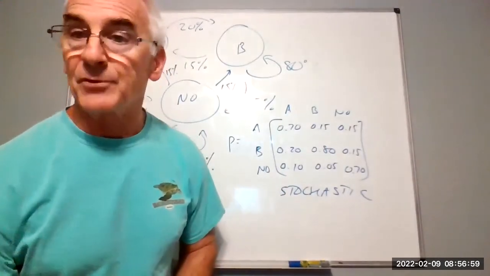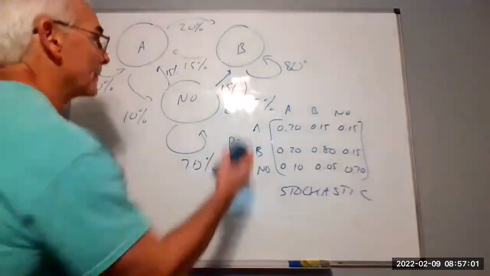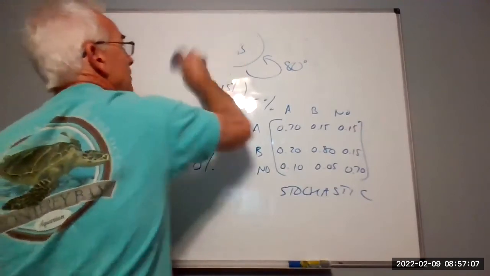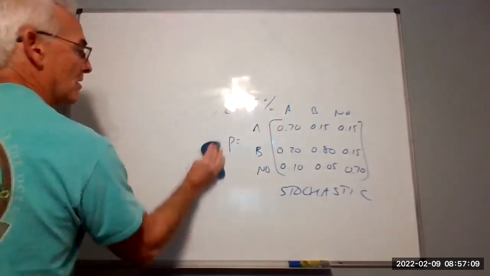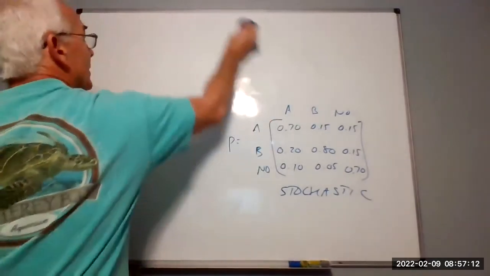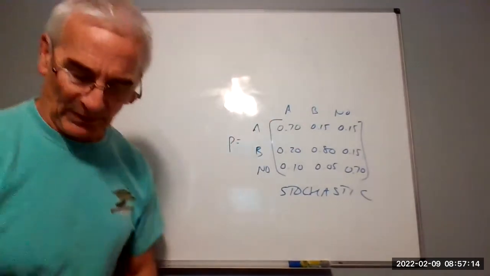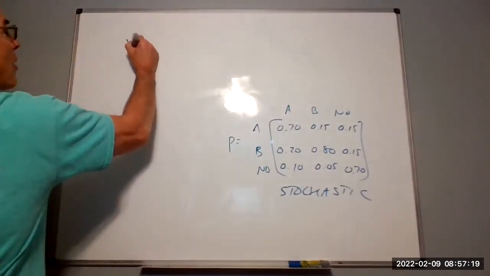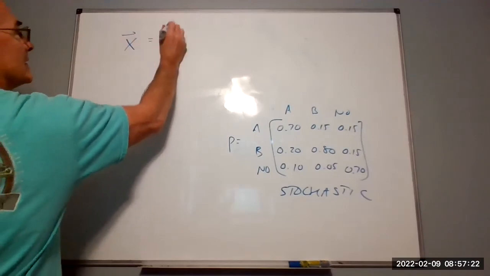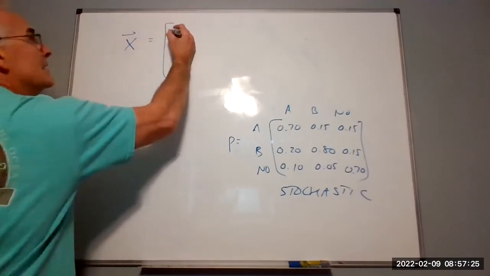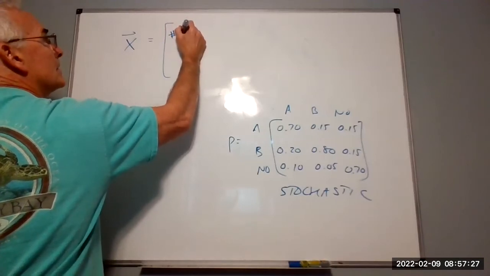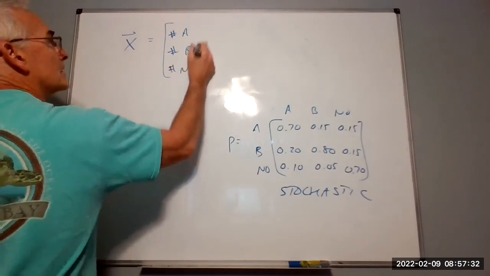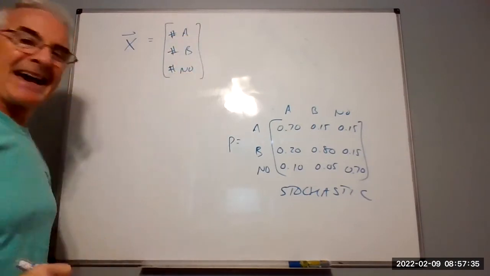The steady state is found through matrix multiplication. So I'm going to erase this. Now, this is where you would never do this by hand. You would absolutely use technology for this. Matrix multiplication, when you have a stochastic matrix like this, can be really messy really, really quickly. So let's call X the distribution. I'll put the number in A, the number in B, and the number of nones. Then these three numbers would have to add up to the population.